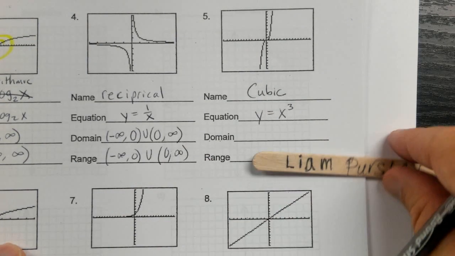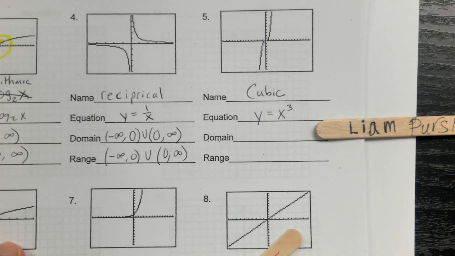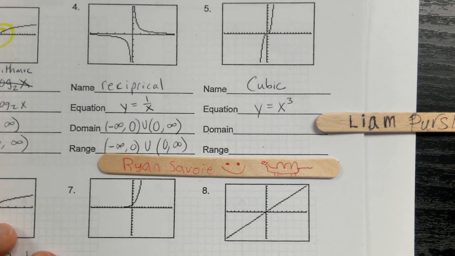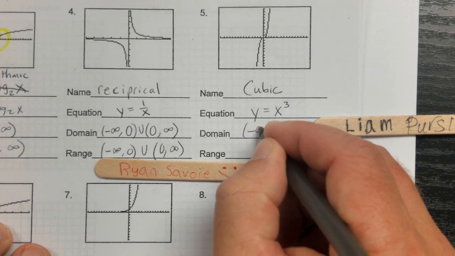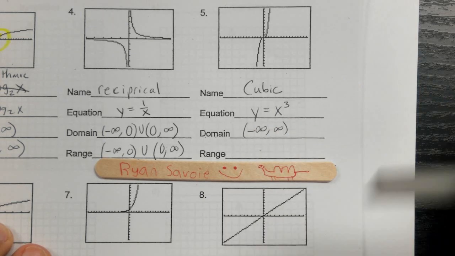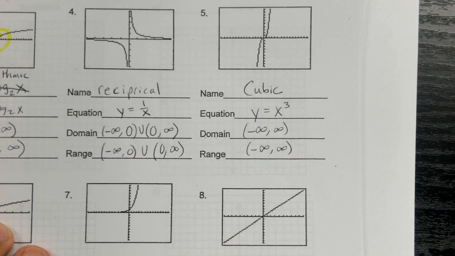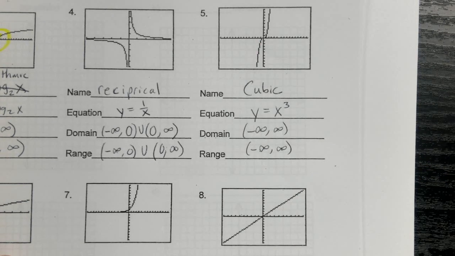And let's pick some volunteers. Oh, Ryan's got his 3-humped camel there. Liam, how about the domain? Very nice. And Ryan, the range? It is the same thing, negative infinity to infinity. Again, cubic is a little steeper than quadratic, and cubic has some negative values because when you cube a negative, you get a negative.